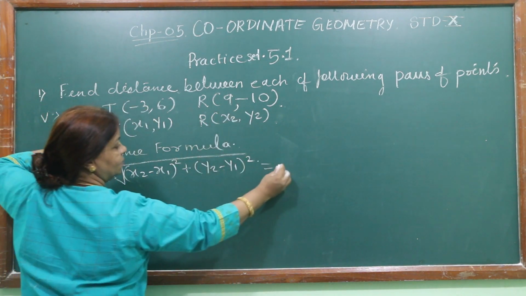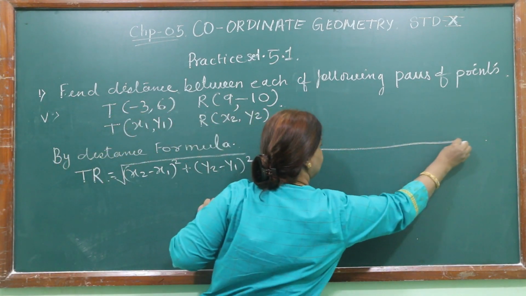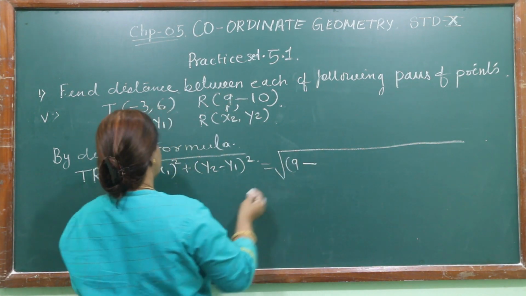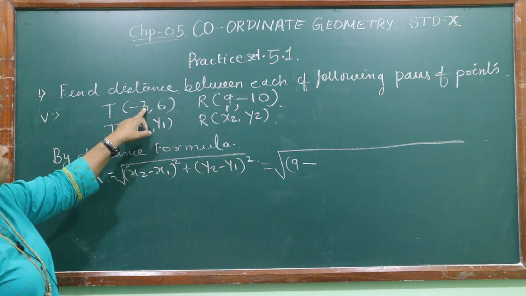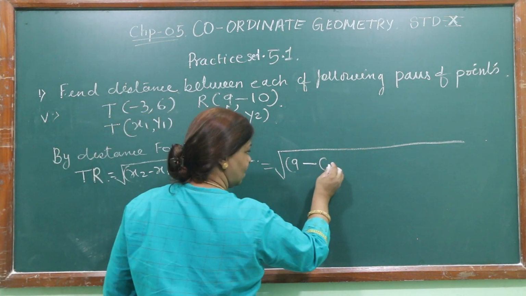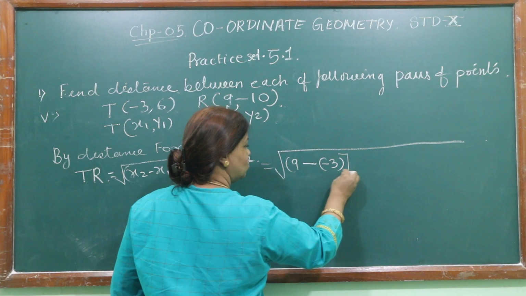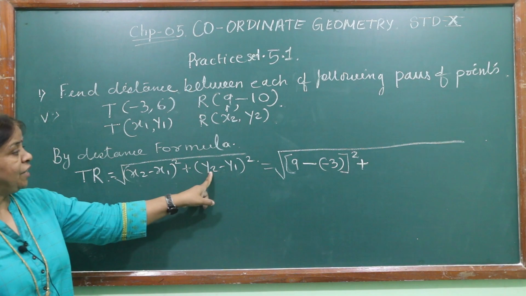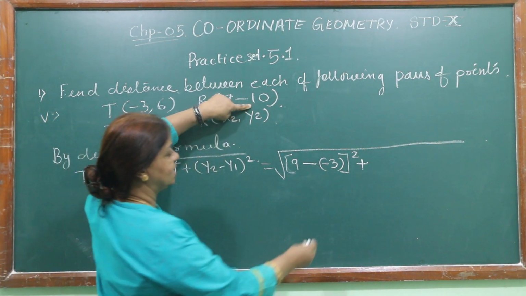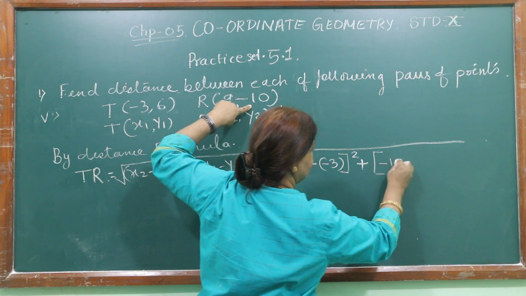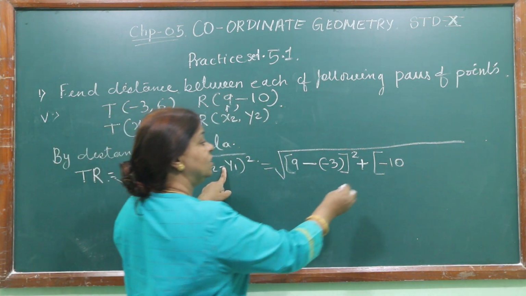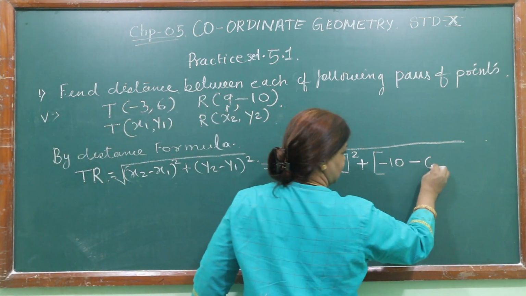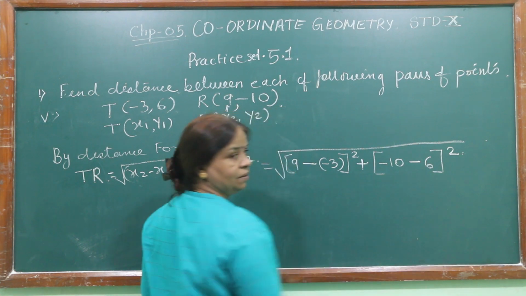x2 is given as 9. Let me write here. x2 is what? 9 minus x1. x1 is what? Minus 3. So again bracket will come, minus 3, and then square bracket will come, children, the whole square plus y2 minus y1. y2 is what? Minus 10, bracket minus 10. Then what? Minus here further, minus, and y1. y1 is what? 6, and then square.